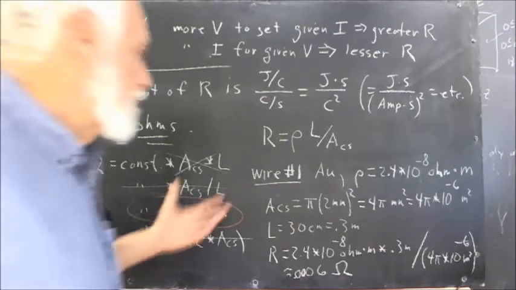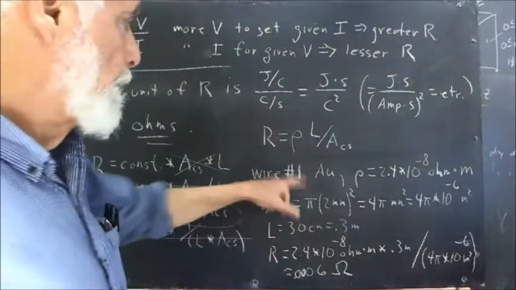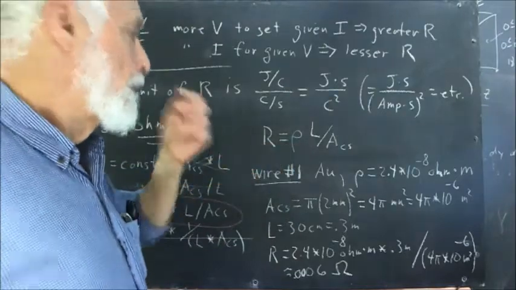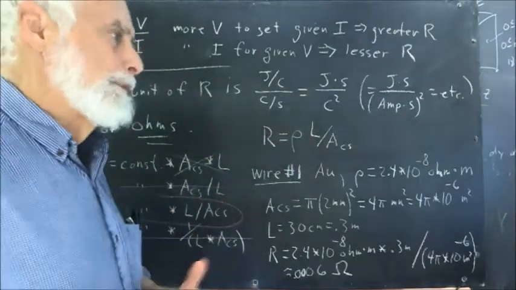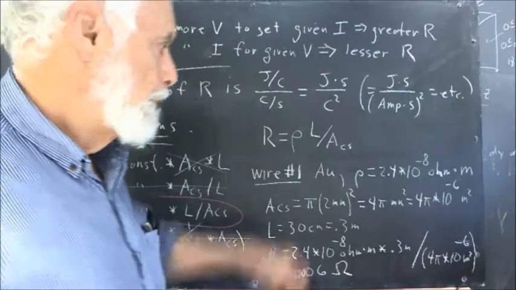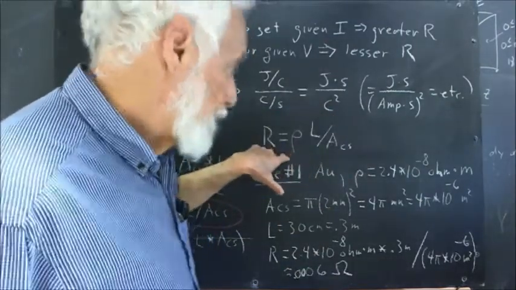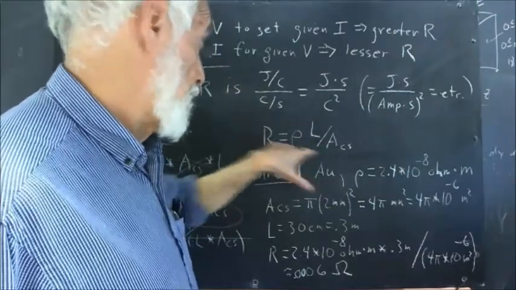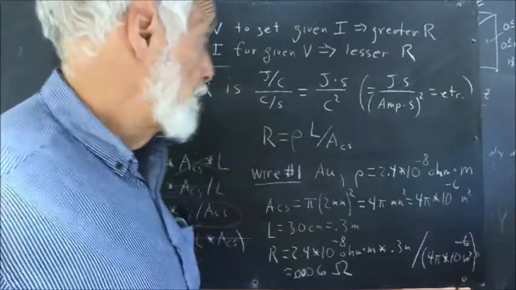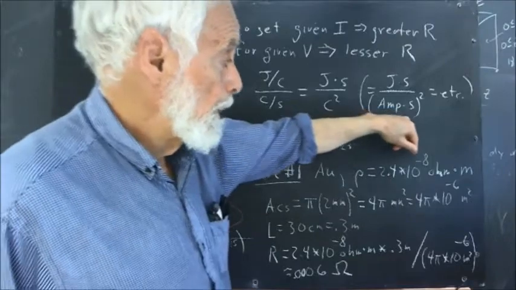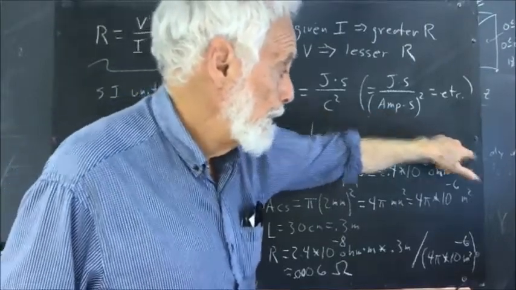Okay, now we calculate the resistance of wire number 1 using the value for the resistivity. In the problem on the worksheet, you do get the value for rho, the resistivity, the proportionality constant in the calculation of resistance, and that's 2.4 times 10 to the negative 8 ohm meters.